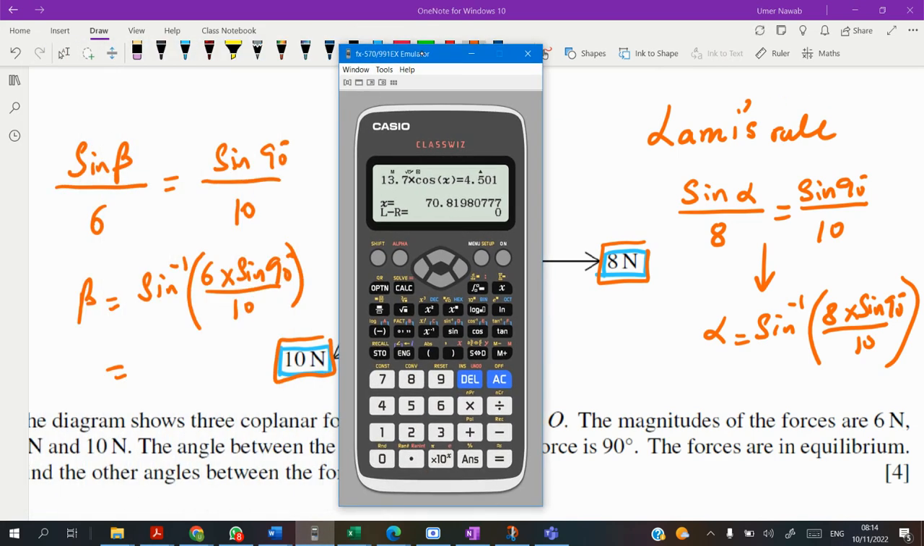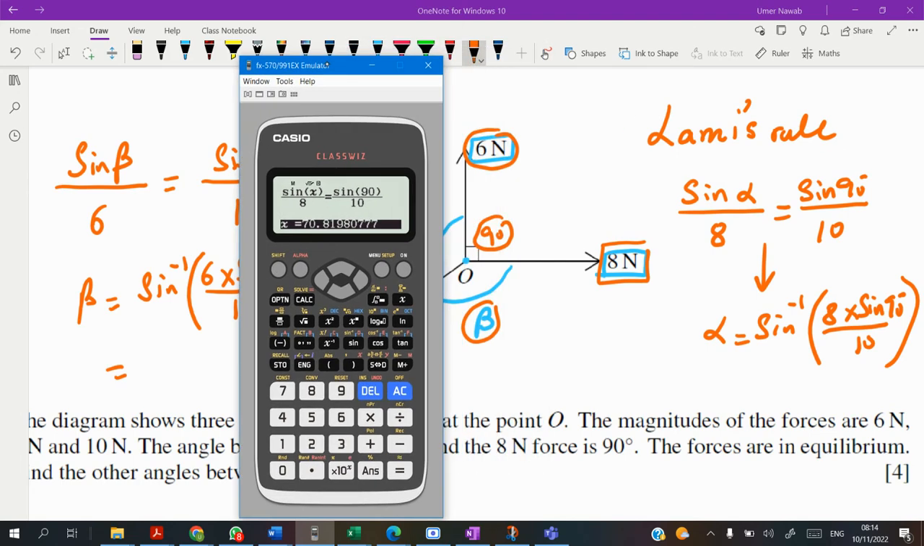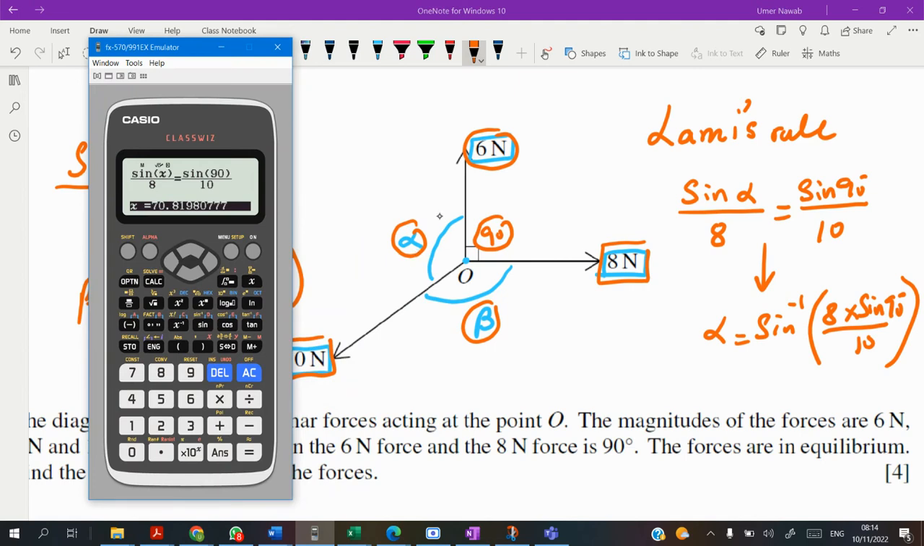So let's use our equation solver. Sine of x, close the bracket, over 8, equal sign, fraction, sine 90, close the bracket, over 10, and then shift solve. Look, my answer, my alpha is an obtuse angle.